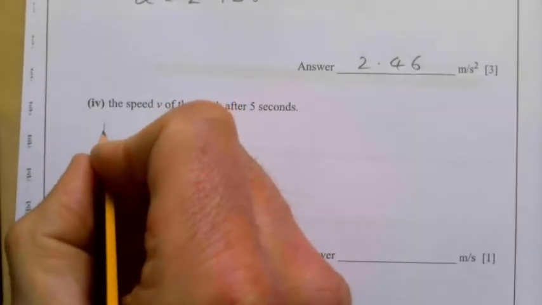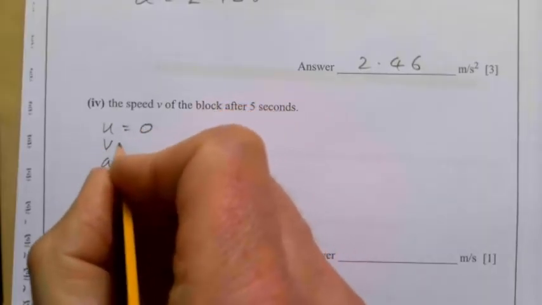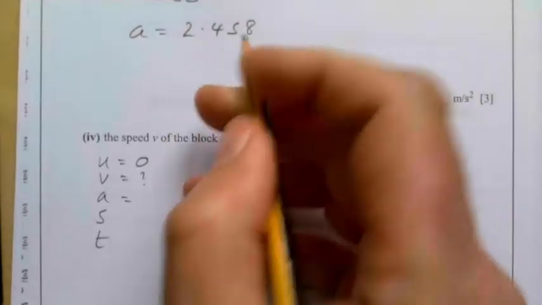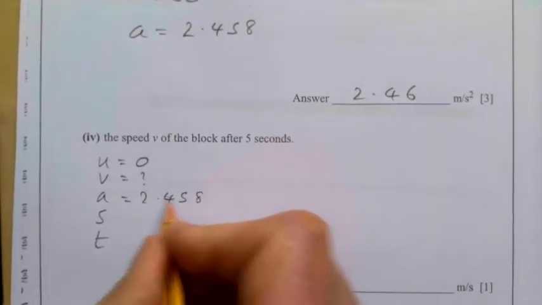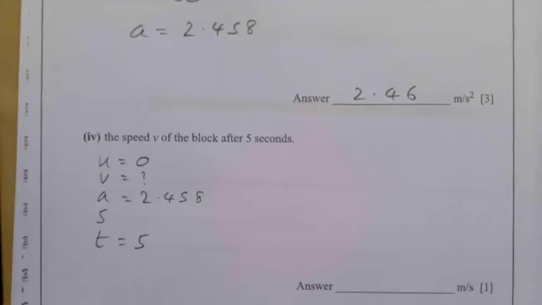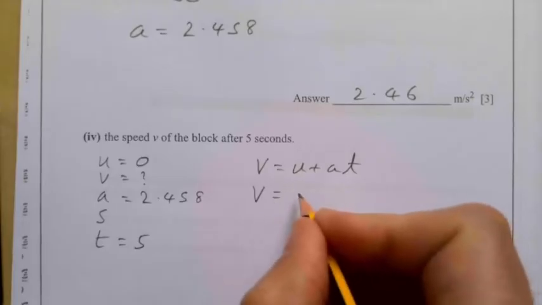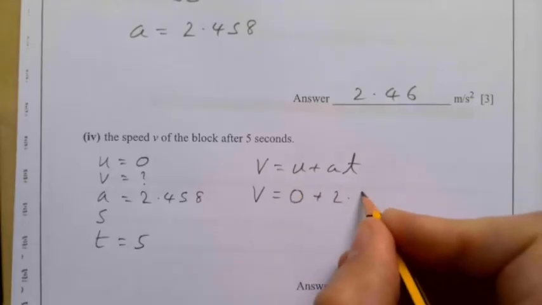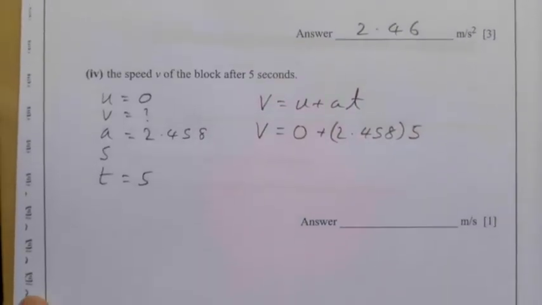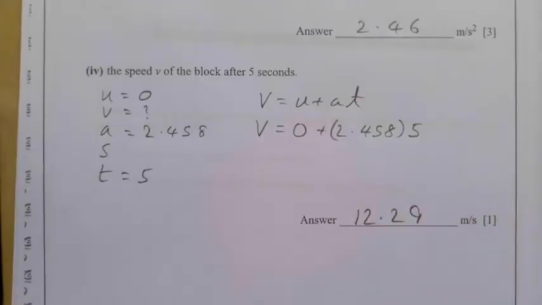Find the speed of the block after 5 seconds. We're going to use SUVAT for that. U, V, A, S, and T. U is 0. V is what we're trying to find out. The acceleration we've just worked out. Now remember, use the more accurate version. 2.458 or whatever number you have in your calculator is better than that, and it's after 5 seconds, so my time then is 5. V equals U plus at. V equals 0 plus 2.458 times 5. Put it in your calculator, you'll get V then as 12.29 meters per second.